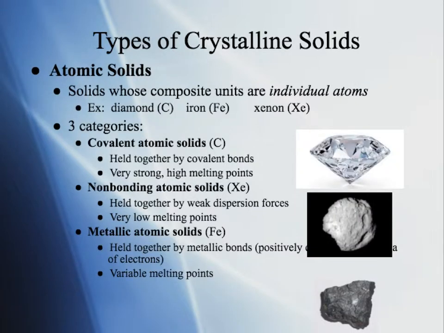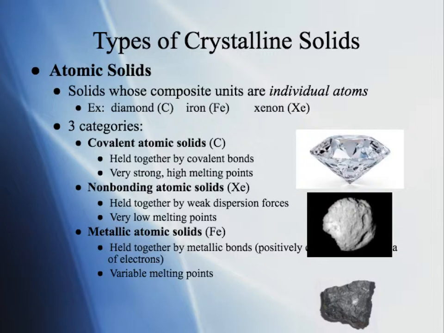All right, so the last type of crystalline structure: we had covalent, we had ionic, and now this is just plain old atomic. These are atomic solids. These are solids whose composite units are individual atoms. They are not going to be bonded together. They are just kind of held together as a crystalline solid. So an example would be diamonds. Diamonds are made of nothing but carbon atoms that are held together as a crystalline structure.